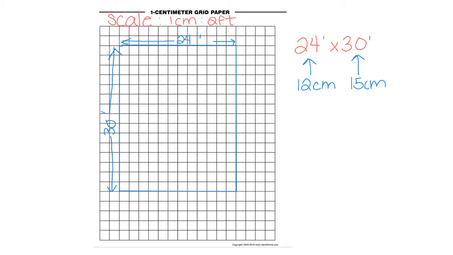So now I'm going to add the teacher's desk. That's 4 feet by 2 feet. So again, we would divide those by 2. And so I would know that this is 2 centimeters by 1 centimeter. Okay. And I'm going to add the teacher's desk in red.